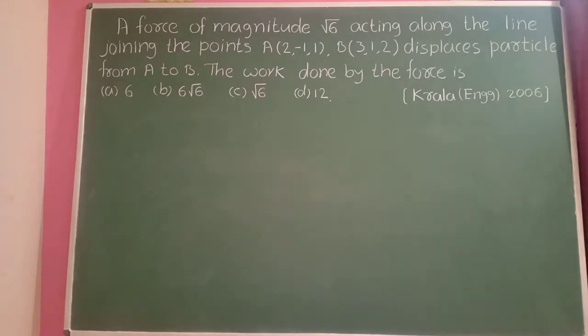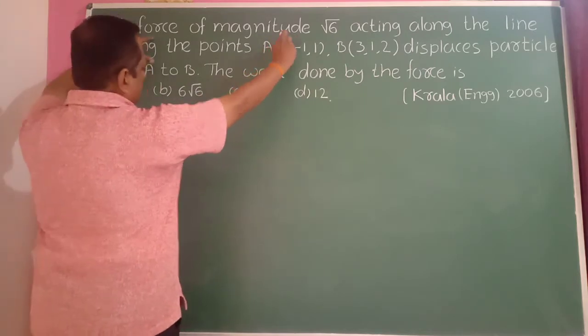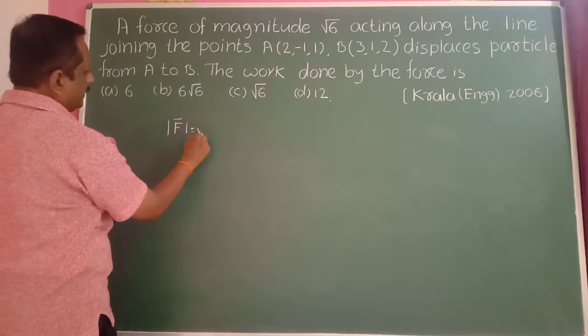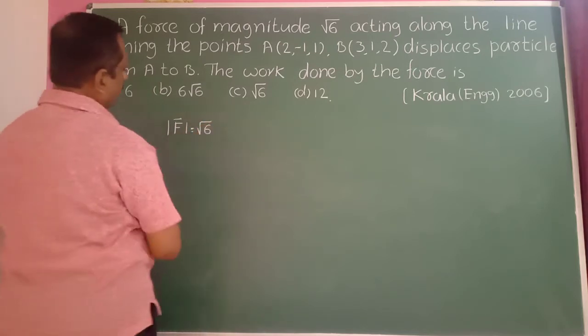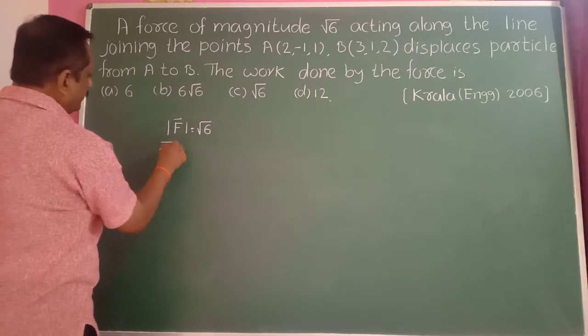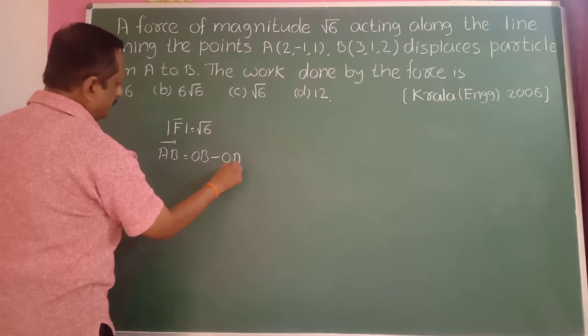A force of magnitude root 6 acting along the line joining the points A and B displaces a particle from A to B. The work done by the force is, 4 options are there. Here they give the force of magnitude root 6. Hence, modulus of F bar is root 6. They already gave that. Then the particle displaces from A to B, so AB is given by OB minus OA.